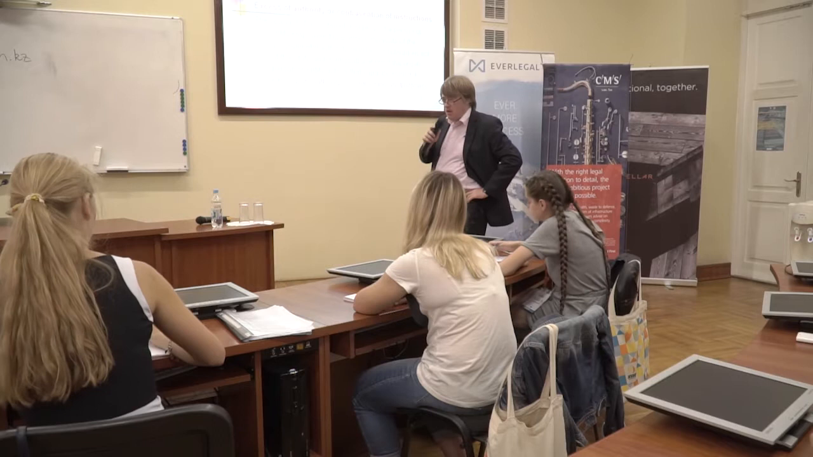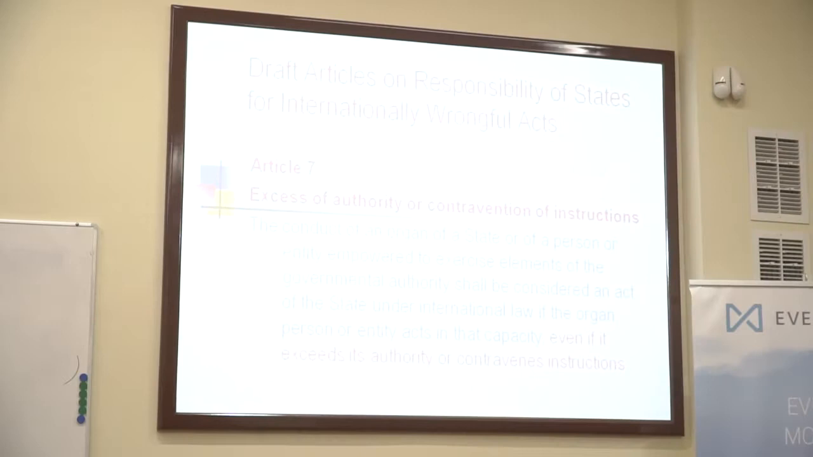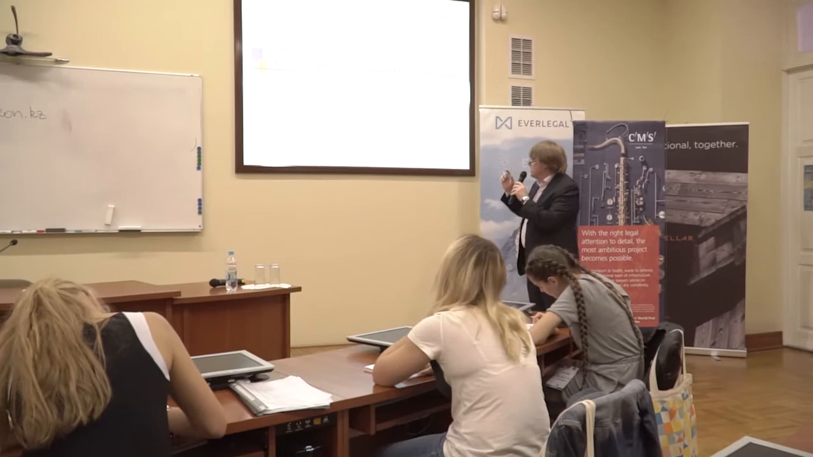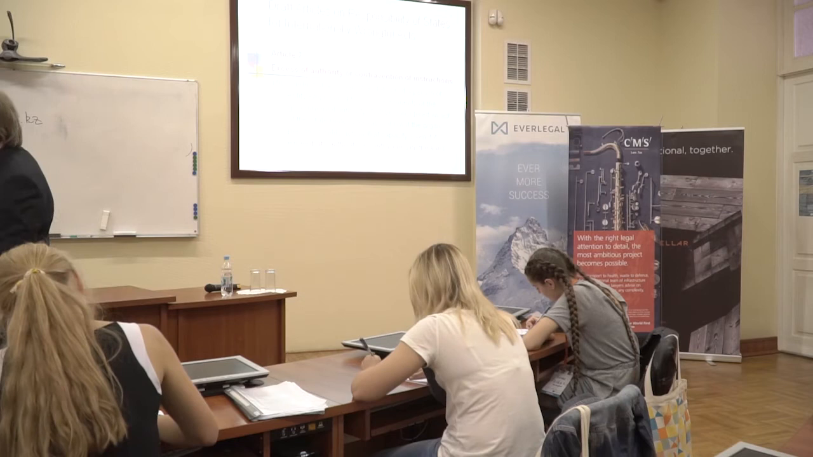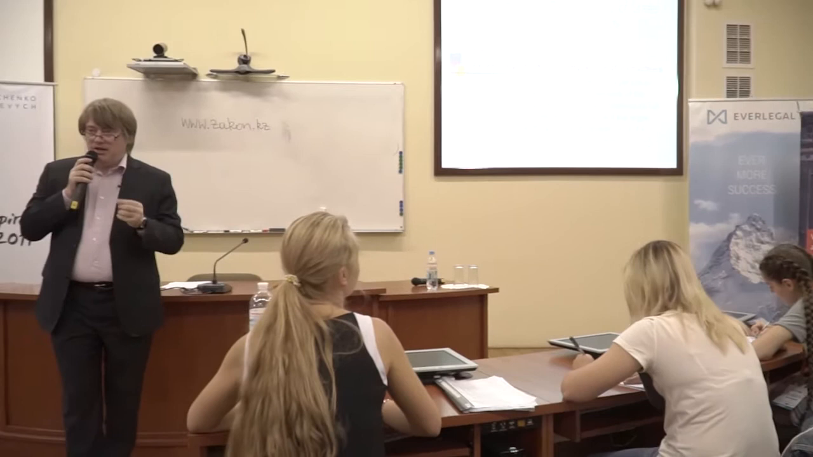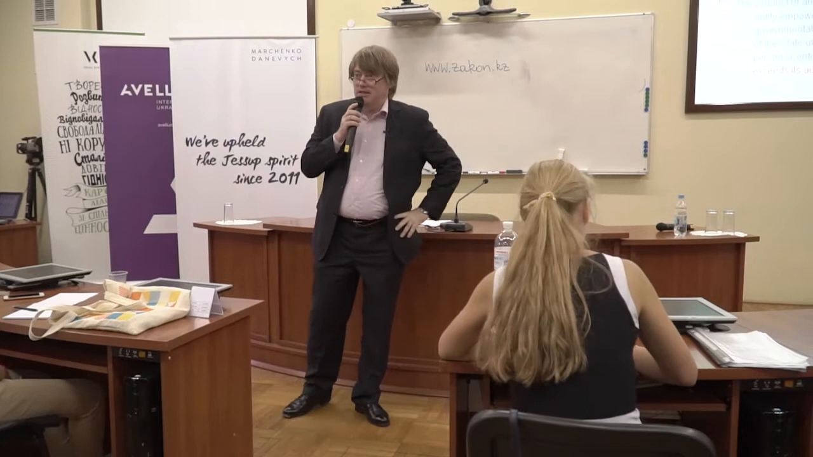Article 7 is about the consequences of an act or omission that is committed in contravention of instructions. Can you think of an example of a violation of international law that is committed in violation of instructions that should guide an organ of a state? Can you think of such an example?